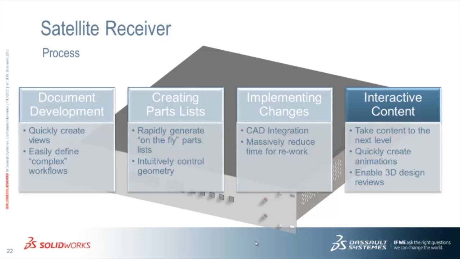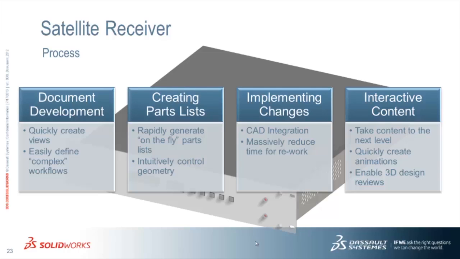So if you take a step back and look at what we've done so far, we talked about how to actually develop one of these documents, how to quickly create this whole sequence of views. I created like 10, 15 images in a matter of a couple of minutes to define a complex workflow, right? Then we can rapidly generate these on-the-fly parts lists, and you saw all the geometry manipulation that was required to get to that point where I had the fans and the screws and the parts list and everything else, and how quick and easy it was to do that.